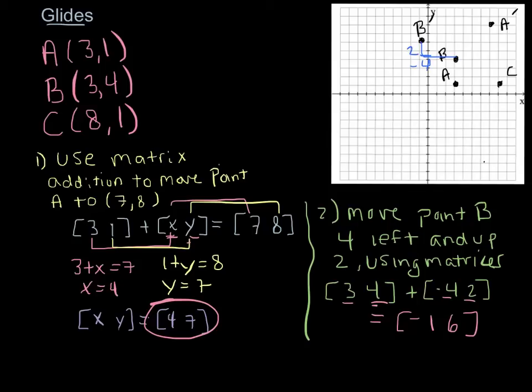and up 2. So it kind of has the feel of vectors, and matrices and vectors are actually very much related. So glides are just shifting points around the xy plane, and that is done by matrix addition. And if you just add the right matrix, you can move things basically wherever you want to move them.